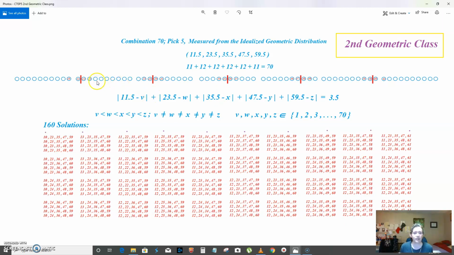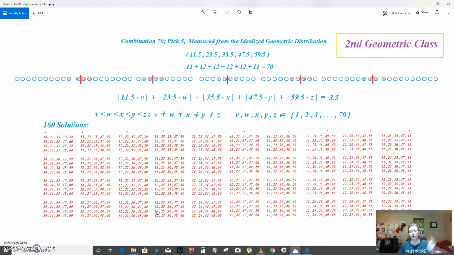But this is going to be it. And again, like I said in the first video, this is a work in progress, and I'm trying very hard to get you up to speed of where I am now and what I am currently attempting to do, which is count the number of combinations in each geometric class.